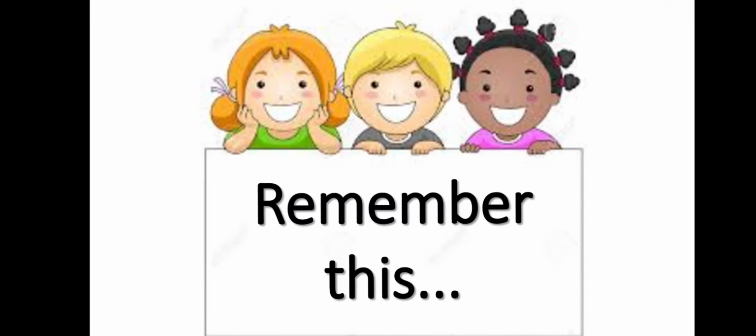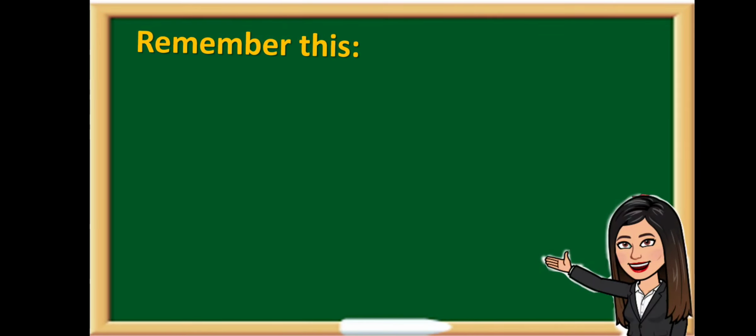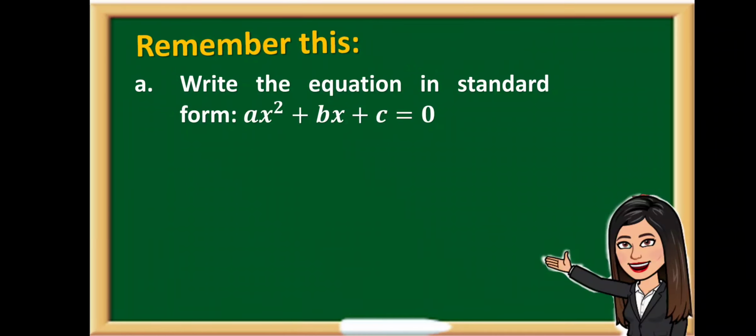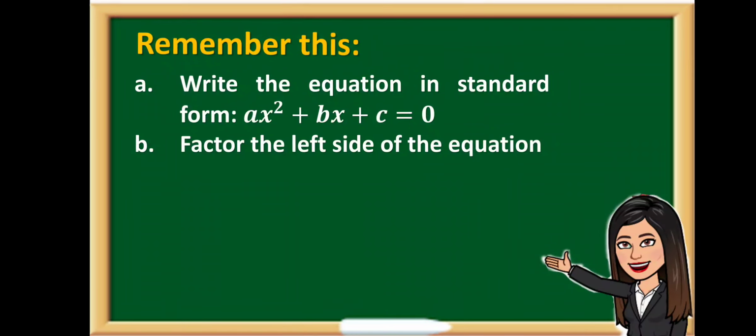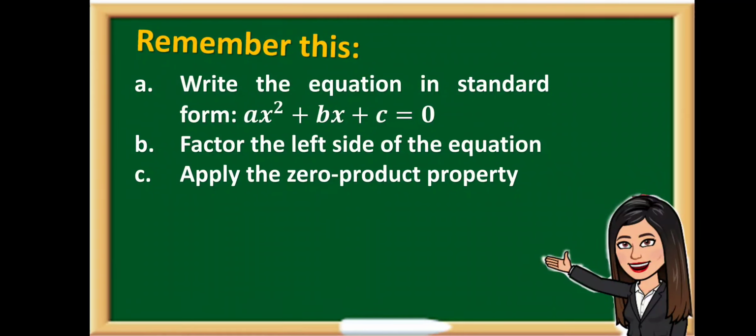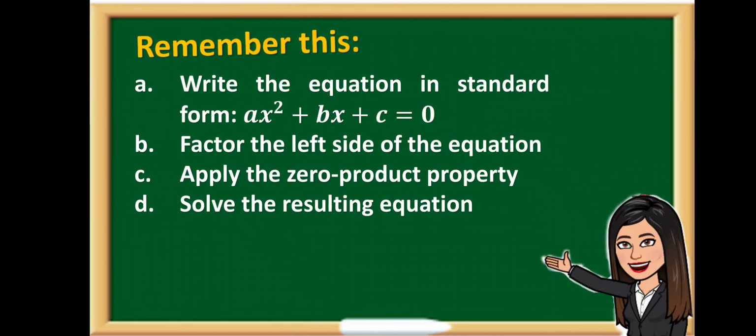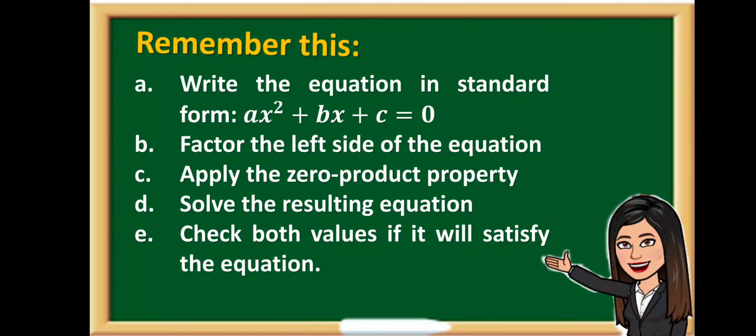In factoring quadratic equations, remember this. A. Write the equation in standard form ax squared plus bx plus c is equal to 0 before we find the factors. B. Factor the left side of the equation. C. Apply the zero product property. D. Solve the resulting equations. And then, check both values if they satisfy the equation.